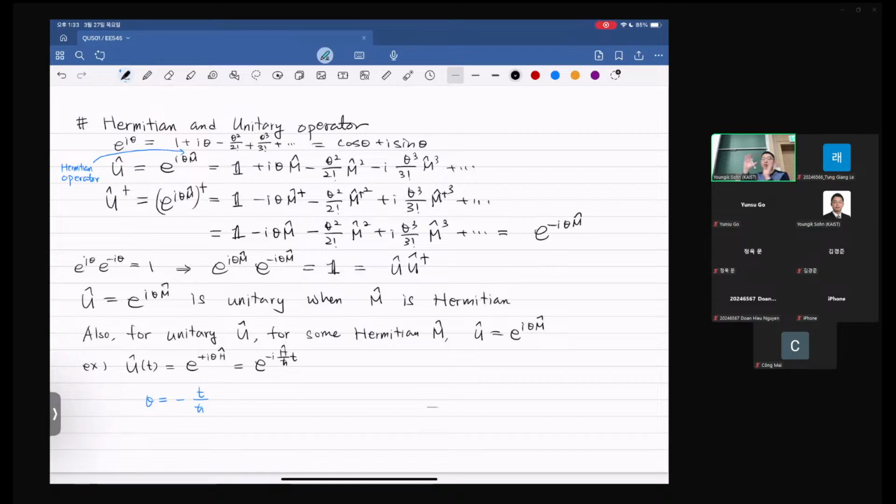And then you get this U, which is unitary, and you get a unitary transformation U of t, which is the time propagator, going from time 0 to time t. So you can see it as an exponentiation of a Hamiltonian operator.